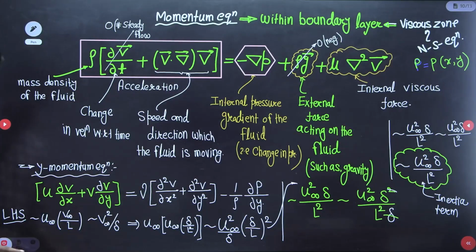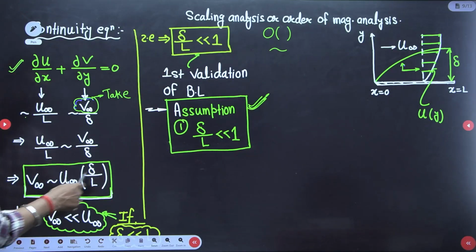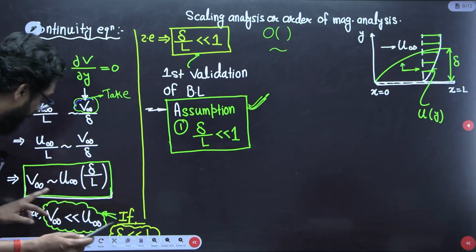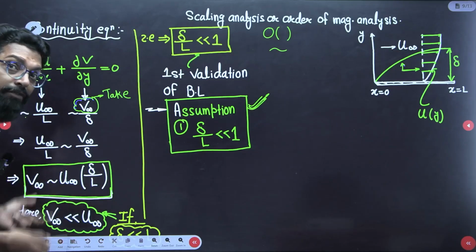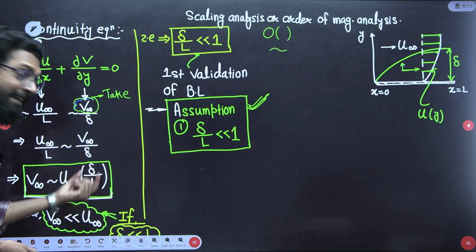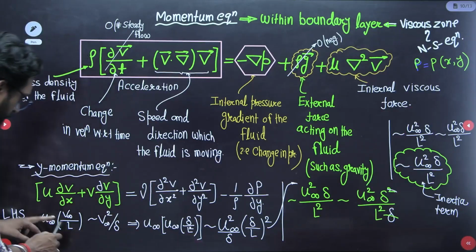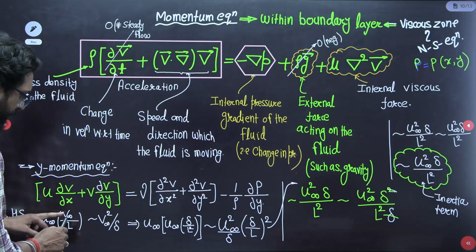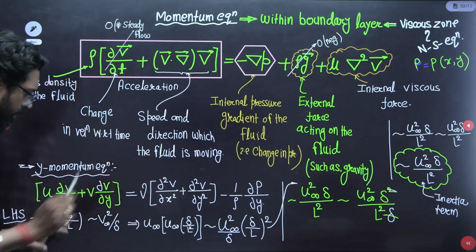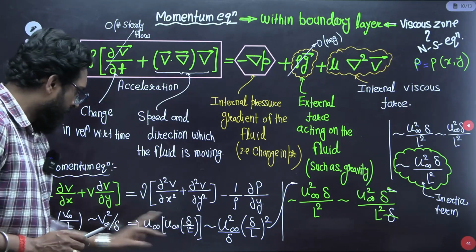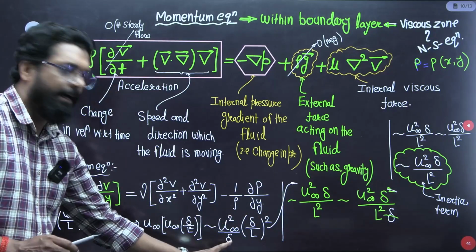Now put the value of v here from the continuity equation. What is the v value? V infinite is u infinite delta by L. This is the beauty of the order of magnitude concept, that you got the nature of v infinite. So v infinite is of the order of u infinite delta by L. So u is as it is, and L square. The order of magnitude of v square is v infinite square, which is u infinite square delta by L whole square divided by delta.